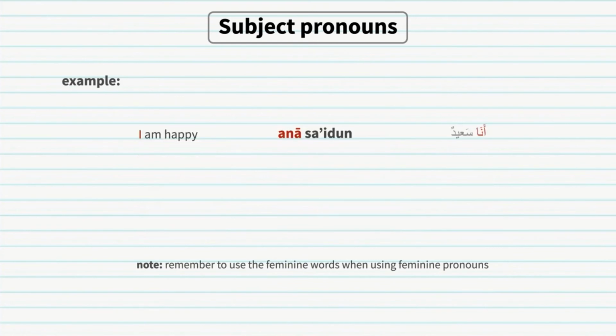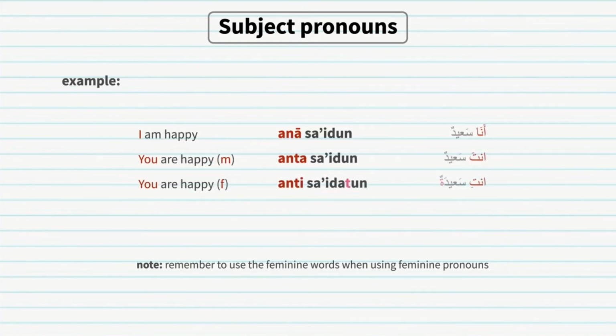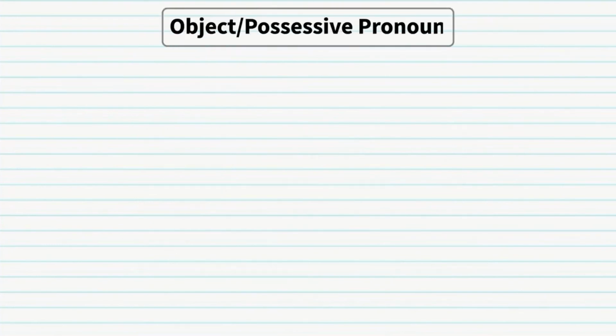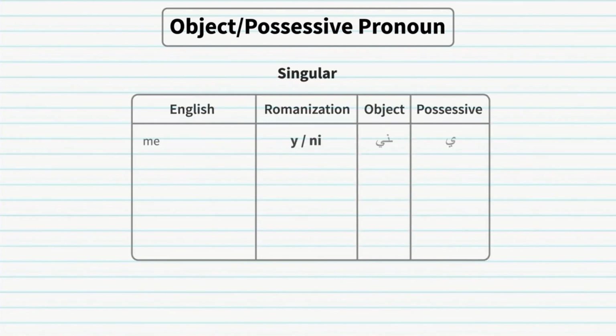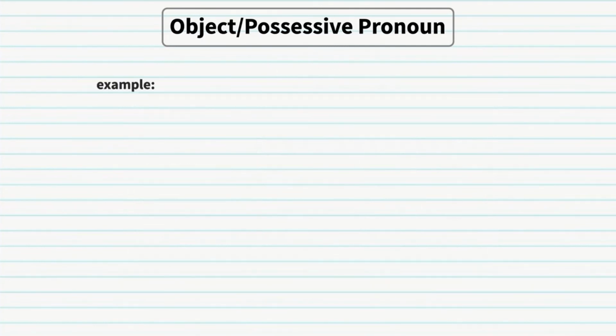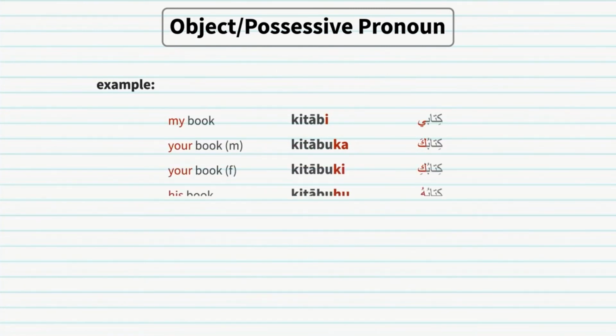أنا سعيد، أنت سعيد، أنت سعيدة، هو سعيد، هي سعيدة. These are the object possessive pronouns in Arabic. كتابي، كتابك، كتابك، كتابه، كتابها.